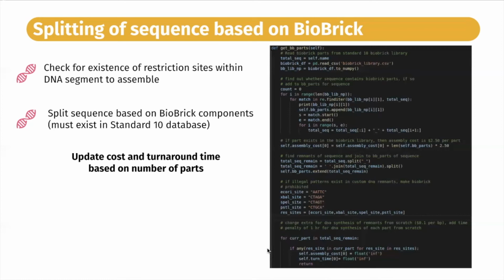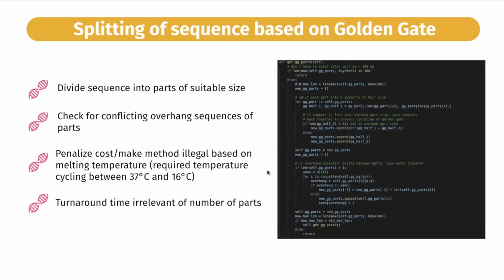We also split the sequence based on the Golden Gate assembly method. And to do so, we have to divide the sequence recursively into parts of suitable size, which the Golden Gate method could accommodate. Then we check for conflicting overhang sequences of length 4 for all these different subparts. We penalize the cost and make the method illegal based on whether or not the parts meet the criterion for the melting temperature, as Golden Gate has to cycle between 37 degrees Celsius and 16 degrees Celsius in order to join parts together in the one-pot assembly method.